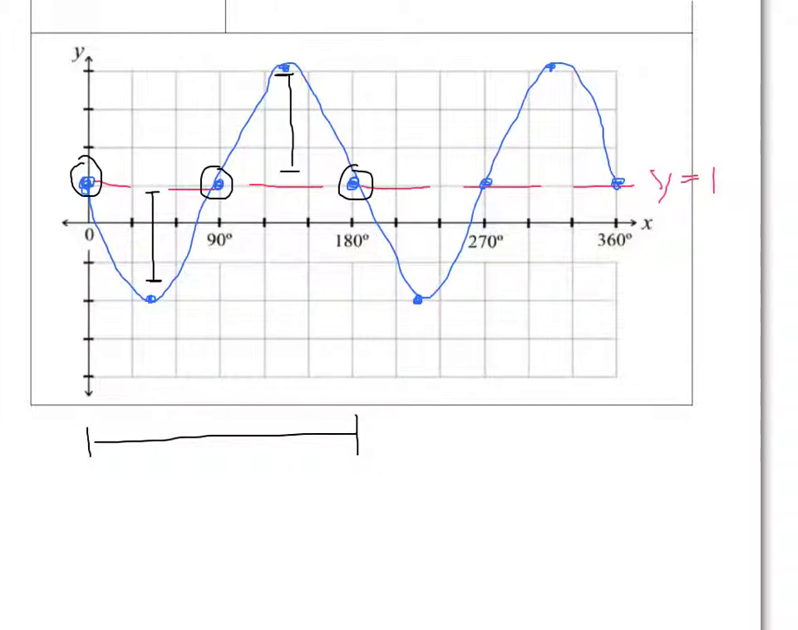And then I need to fill in the second half from 180 to 360, but it's an identical picture to what I've just drawn, so the same points repeat themselves. Try the next example.